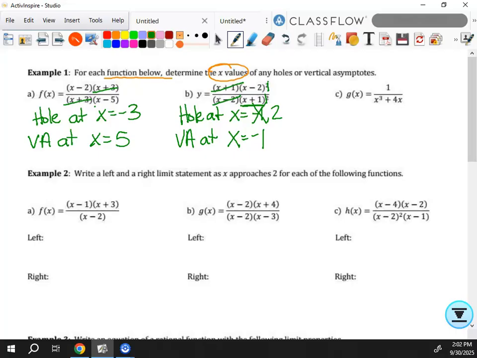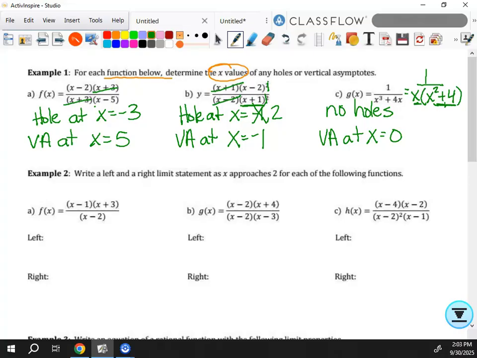I can factor the denominator, but even before I do that, am I going to have any holes? No, because factored or not, there's nothing to cancel out, right? So this has no holes. All right, so then when I factor this, I'm going to get 1 over x times x squared plus 4. Can I factor this anymore? No. So I look over here, I got a vertical asymptote at x equals what? 0.